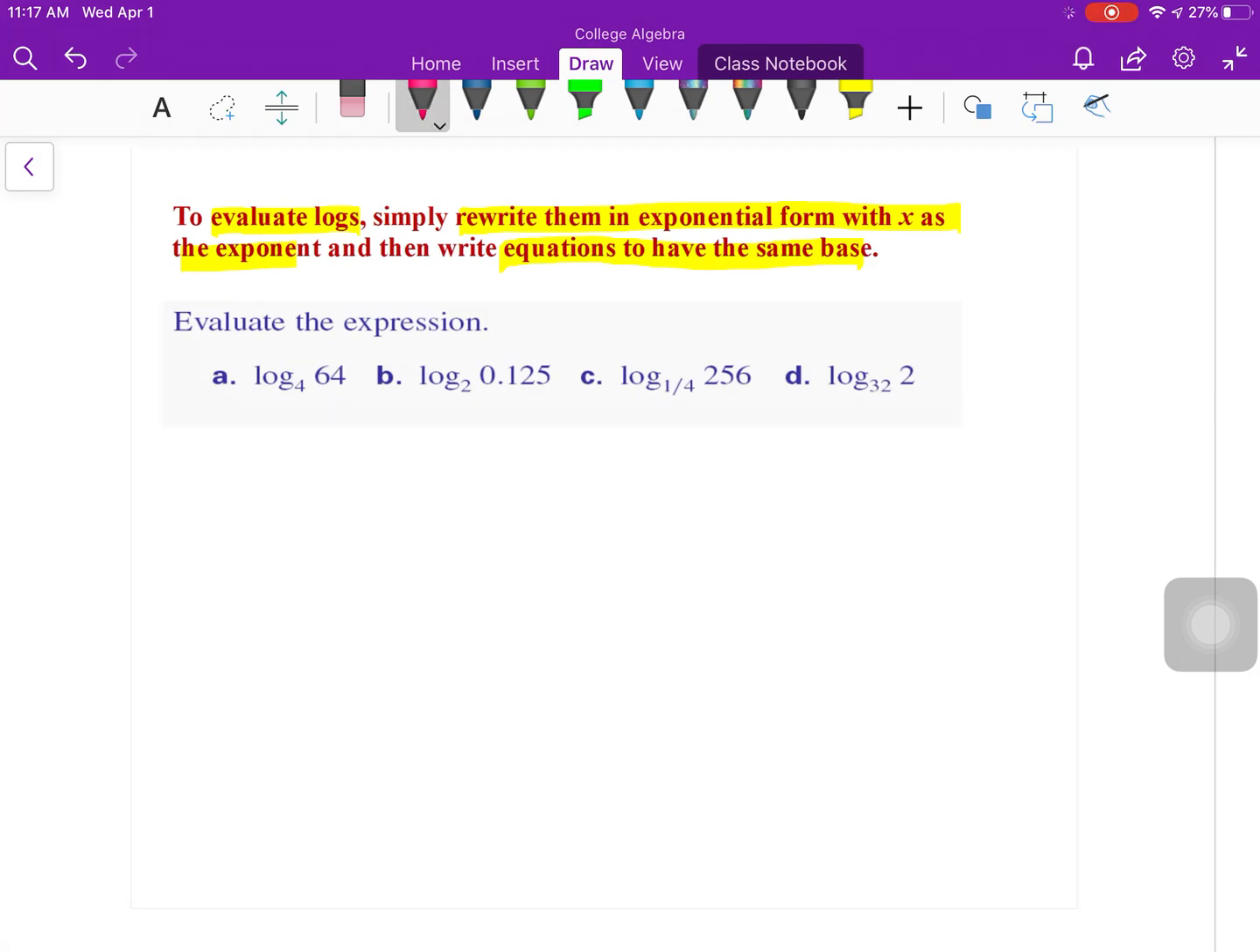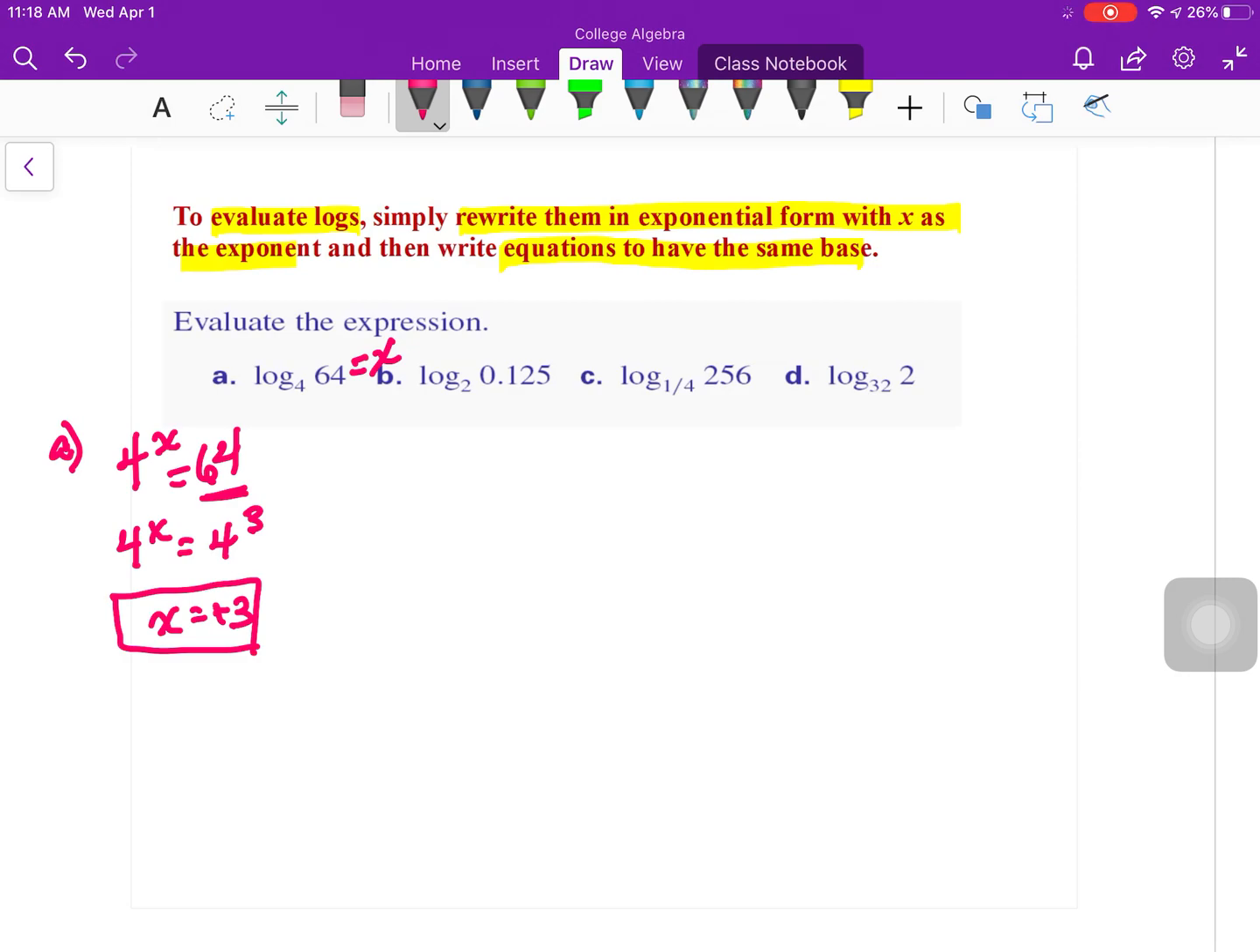So let's take this first one. Log base 4 of 64. We're just going to say we don't know what it equals, so we set it equal to x, and we're going to do the rewrite. 4 to the x equals 64. So I need to rewrite 64 in base 4. So that's 4 to the x equals 4 cubed. That means x equals 3. So log base 4 of 64 equals 3.